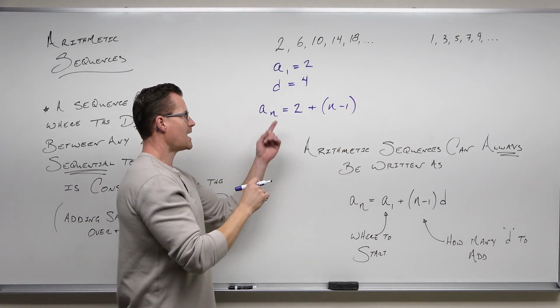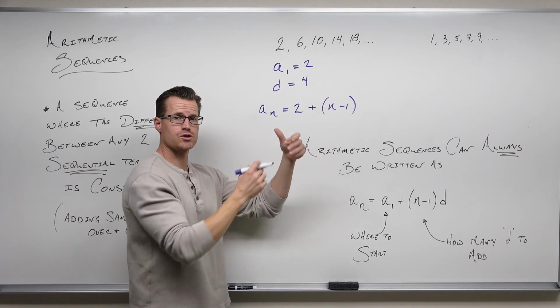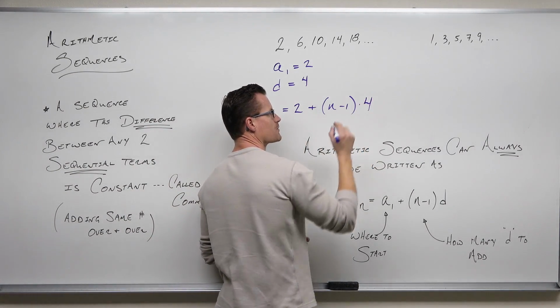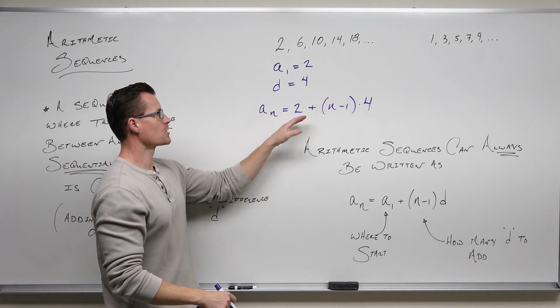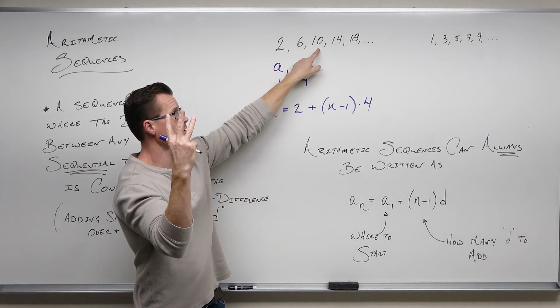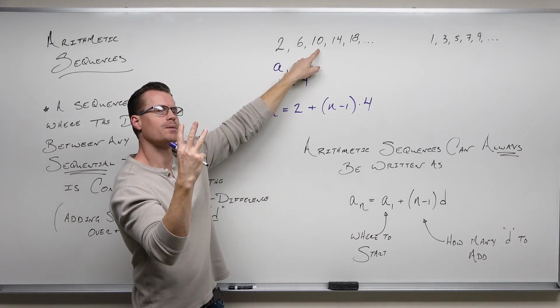n minus 1 is not the same thing as n because this is your first term. It counts as something. So if I'm going to add up a whole bunch of common differences, how I get from term to term, check it out. How would I get to the third term? Third term. I would add 4 how many times?